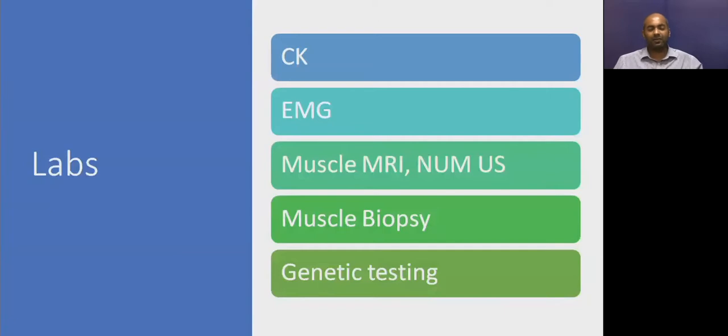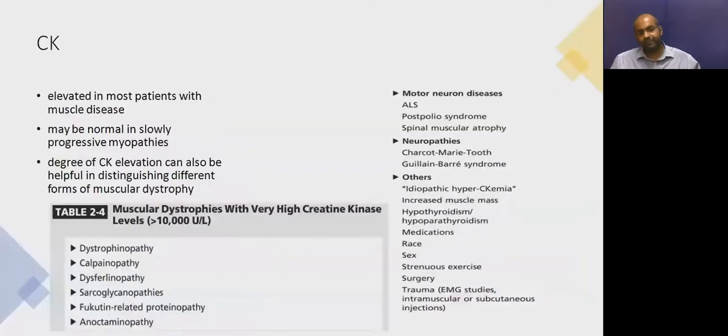10 patterns of muscle weakness. So after we make a pattern, then we have to investigate. So the available laboratory investigation in myopathy is creatine kinase. Then we have EMG, neuromuscular muscle MRI, neuromuscular ultrasound, muscle biopsy, and of course genetic test. So these are the laboratory evaluations that we have for evaluation.